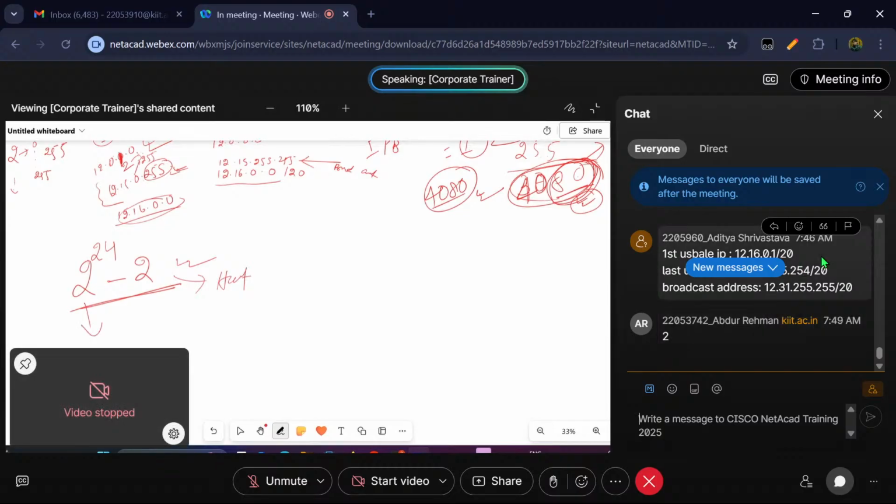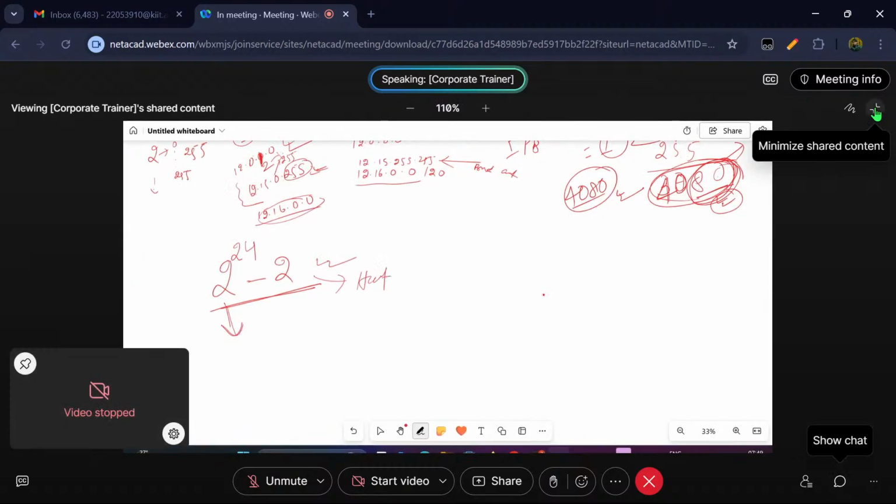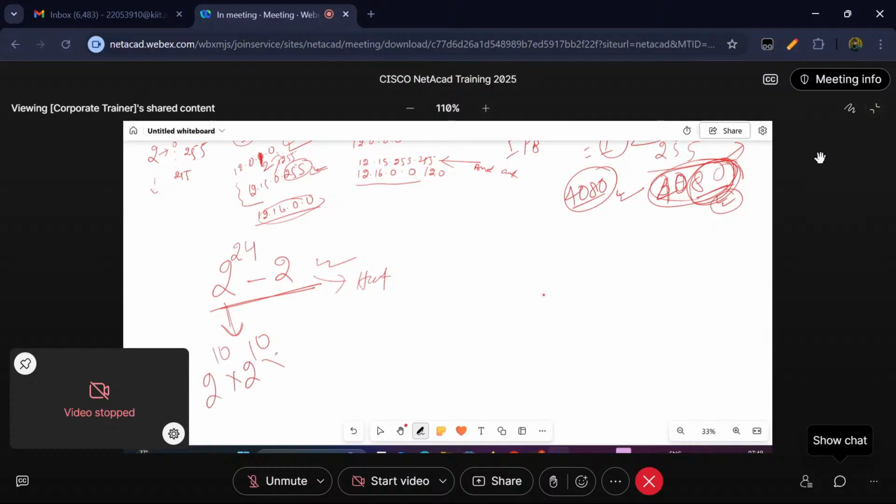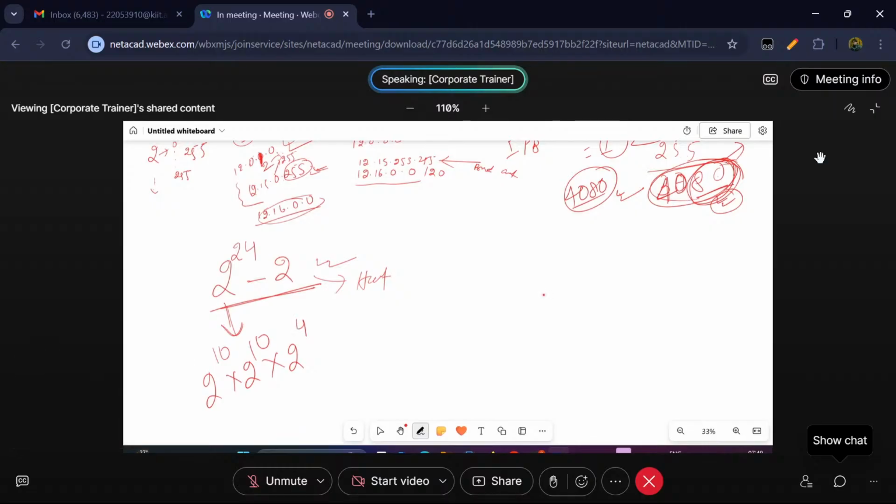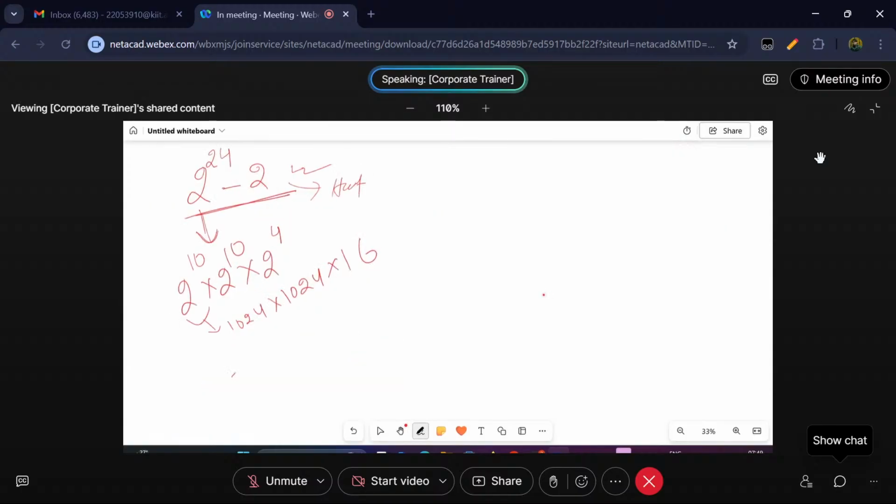Now just calculate these values in decimal equivalent and tell me the result. So 2 raised to the power 24: 2 raised to the power 10 into 2 raised to the power 10 and 2 raised to the power 4, right? So it will become 10 plus 10 plus 4, that is 24. So 1024 into 1024 into 2 raised to the power 4, that is 16. Now multiply this value, what are you getting?